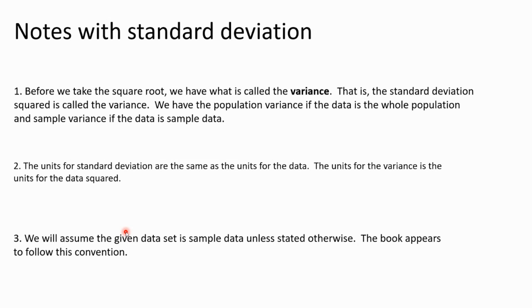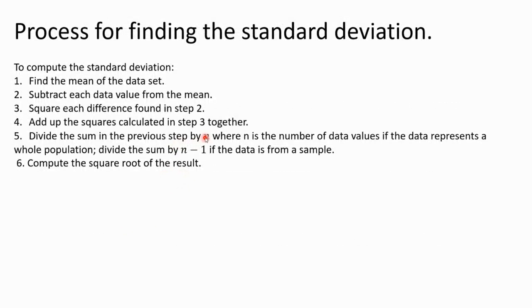Now for mean and median, that's not really too much of an issue. But as we saw already with standard deviation, that does make a difference. If it's the population, you divide by n. If it's on the sample, you divide by n minus 1. And again, n is how many data values we have.